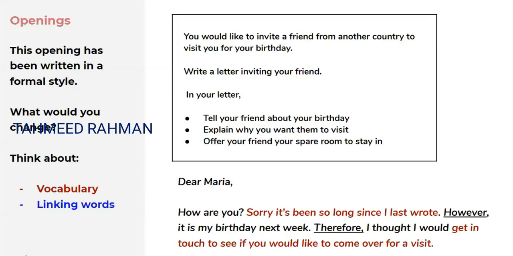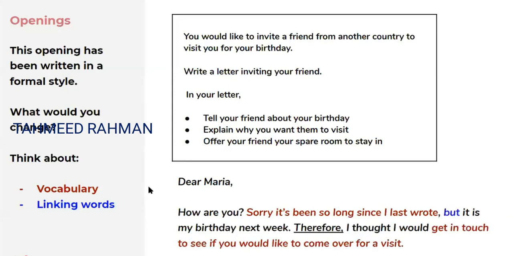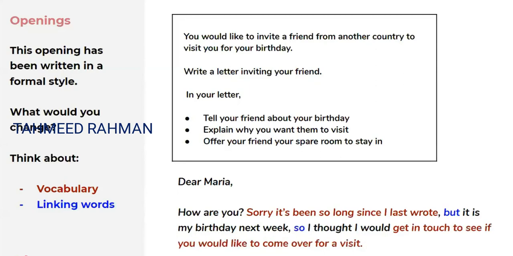So again, I've used a couple of linking words here: however, therefore, in order to link my ideas, so that my previous sentence is linked to the next sentence. These are very important words when you're writing. Because if you do not connect the sentences with words like this, then there's a high chance that your ideas do not flow, the ideas do not come sequentially. So, "Sorry, it's been so long since I last wrote, but it is my birthday next week."